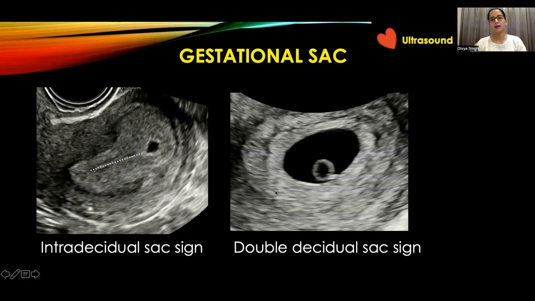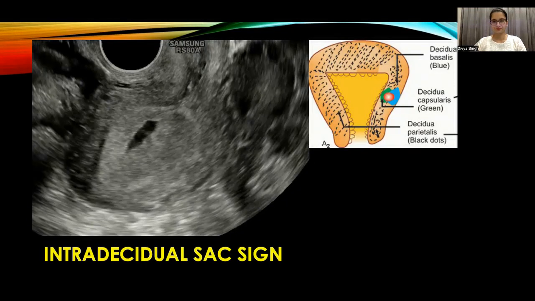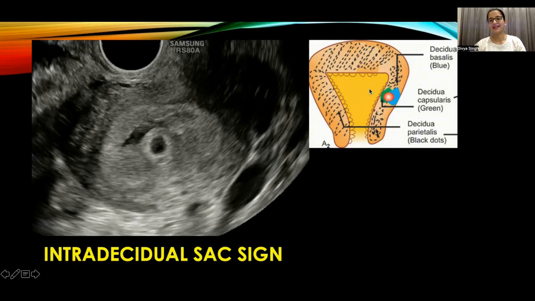So first, this is the endometrial cavity, and you can appreciate the intradecidual sac sign. Second, this is the first ring of the double decidual sac sign formed by the decidua capsularis, and the second ring formed by decidua parietalis. Now, just to recap what the decidua parietalis, capsularis, and basalis stand for.